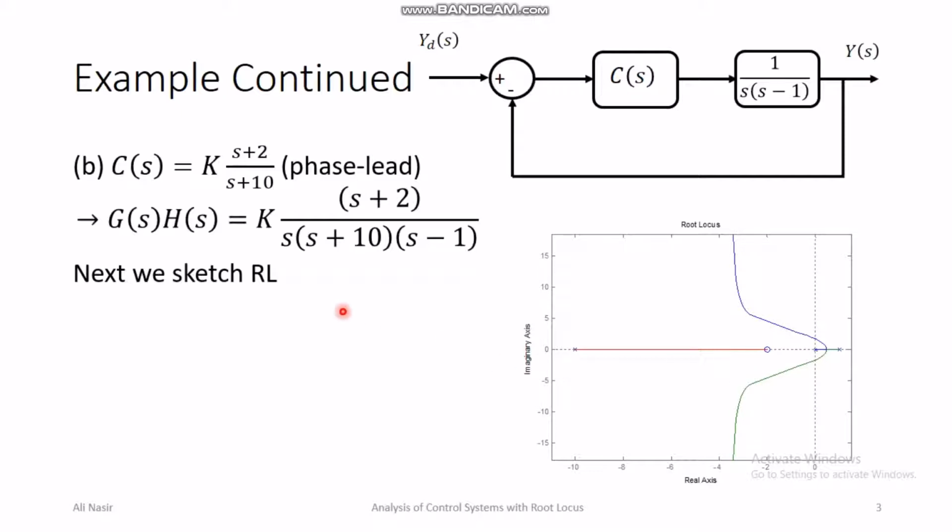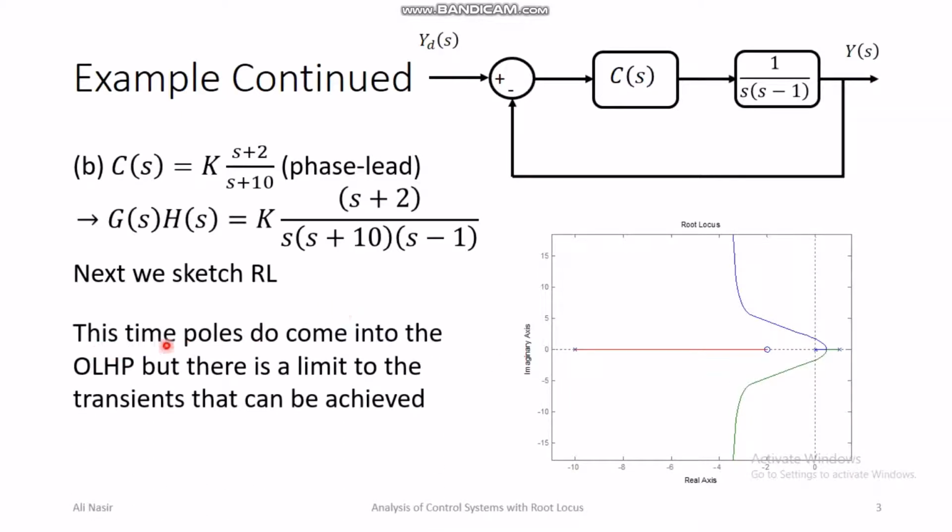Okay, so in this case you can see that this time poles do come into the open left half plane, but there is a limit to the transients that can be achieved. For example, after achieving the asymptotic stability, poles always stay complex conjugate, and we already know that if the poles are complex conjugate, there will be overshoot. That is for the second order system, but we can approximate it for this third order system, because you can see that this is a non-dominant pole. The third pole is not dominant.